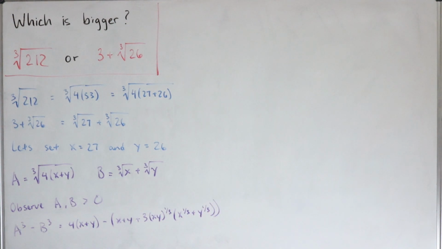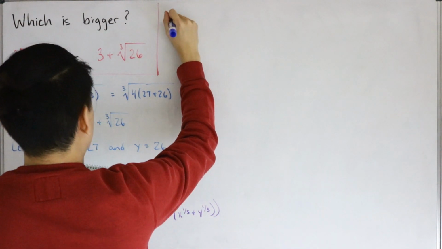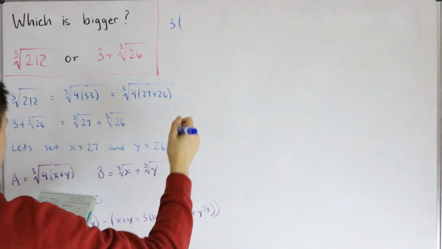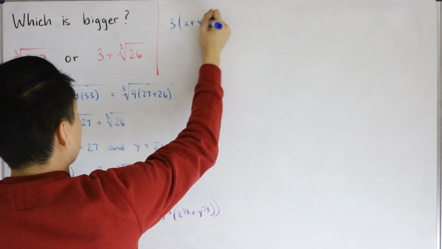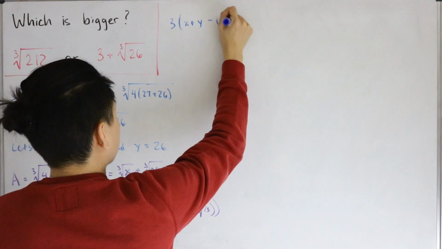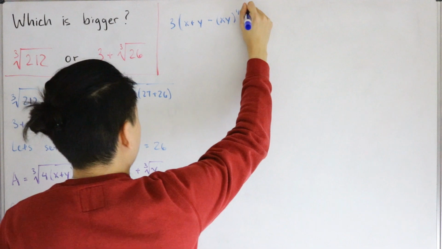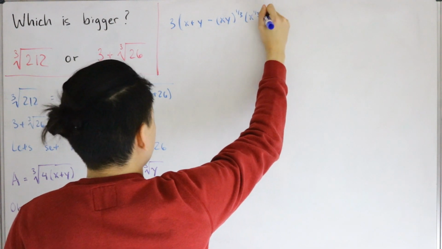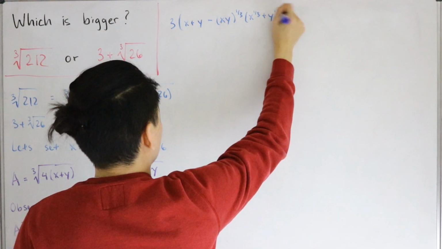Now you notice there are some things we can simplify. For one, I have an x plus y and an x plus y here, so that quantity can definitely be reduced down. Going forward, we have 3's everywhere here, so that can also be factored out. So now it's 3 times x plus y, and then subtract, since I factored that out, xy to the power of 1 over 3, and then multiply by x to the 1 over 3 plus y to the 1 over 3.